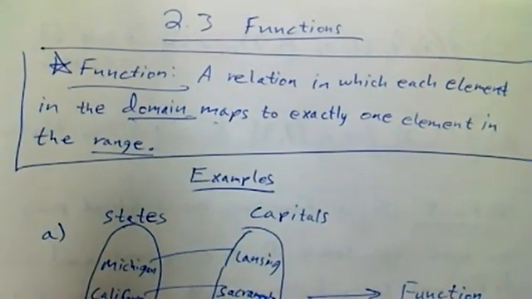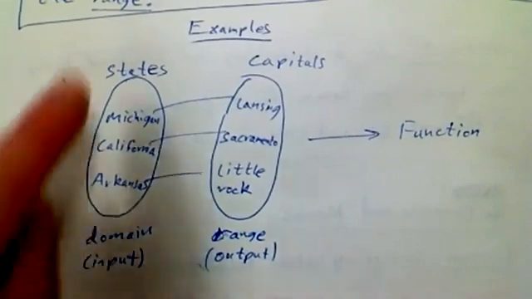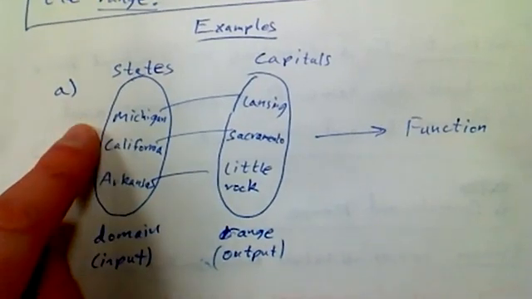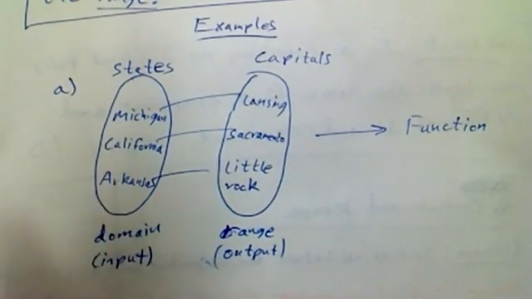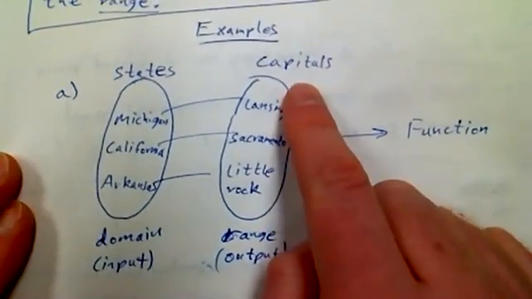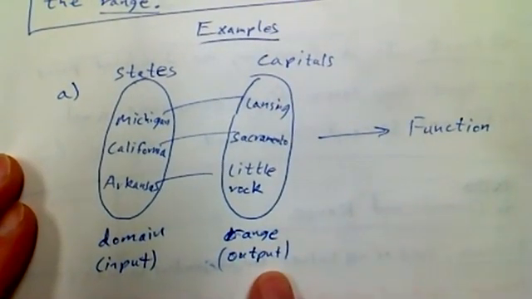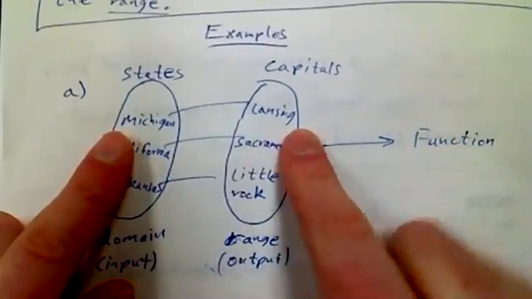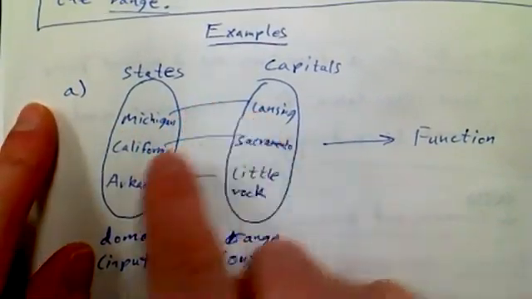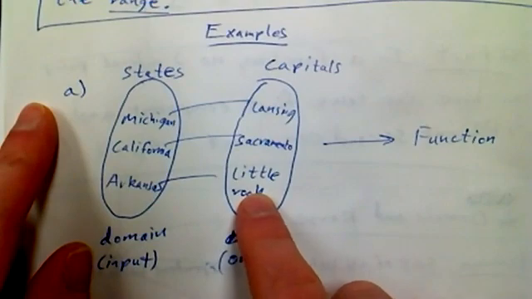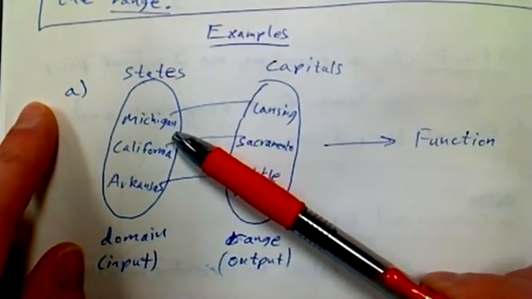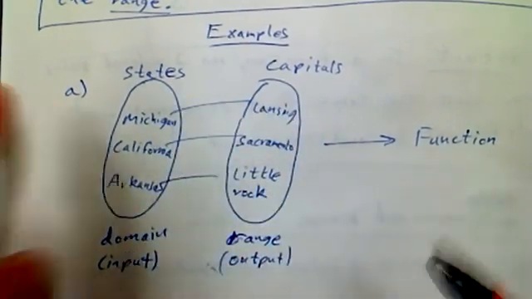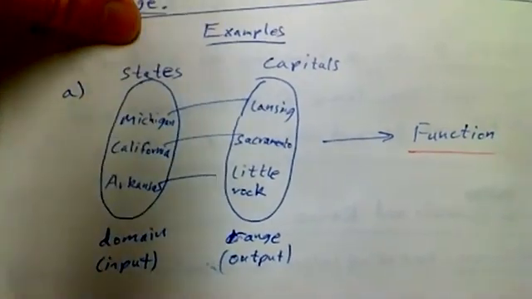Okay, so just some quick examples. If I have states here, this is my domain, you can think of this as your inputs, like your x's. Okay, I have Michigan, California, and Arkansas. Over here for my range, I have capitals, okay? So that's going to be my range or my outputs, usually your y's, okay? And we're used to getting an x, and then we can get an associated y. And notice that each one maps to exactly one capital, okay? If I had Michigan having two capitals, this wouldn't be a function. But since everything just maps out once, this is what we would call a function in this case.